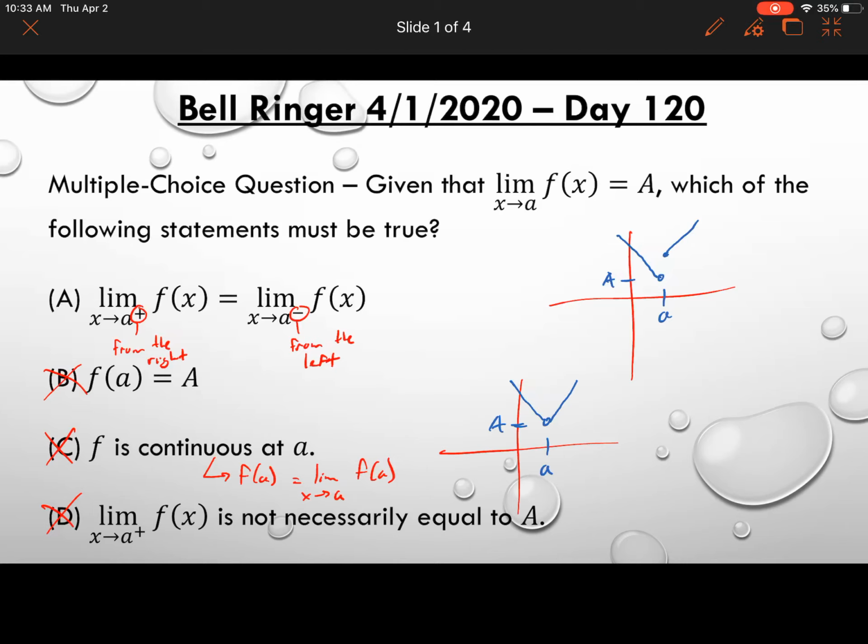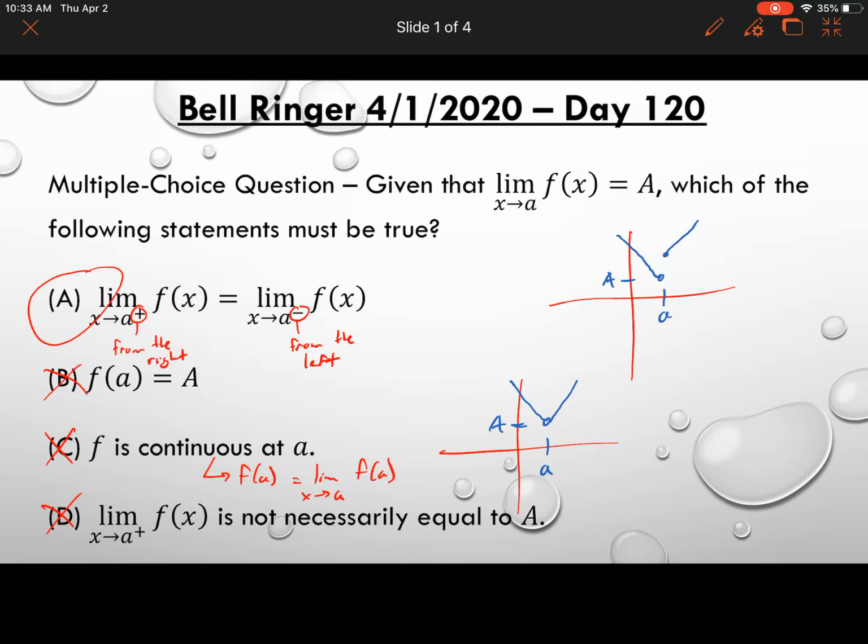So that is one of the fundamental bases of when a limit exists. A limit can only exist if the limit from the right is equal to the same thing as the limit from the left. So that is why A would have to be true for this problem.